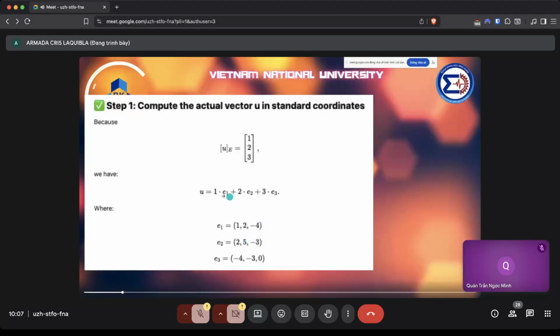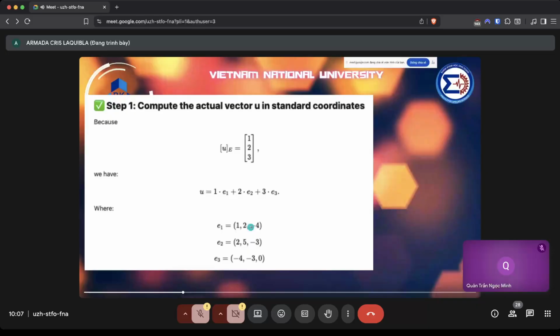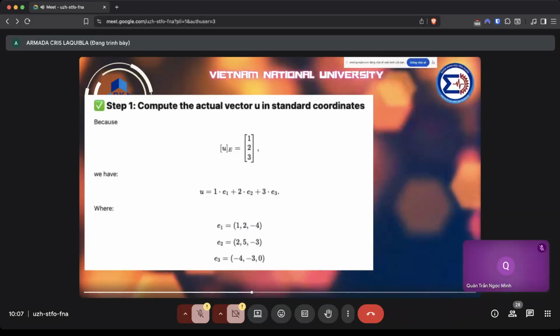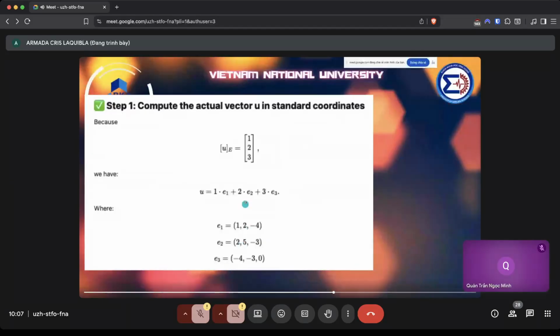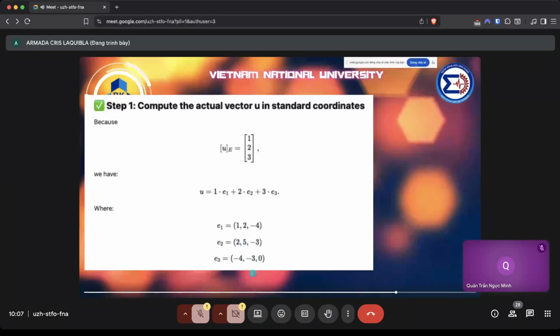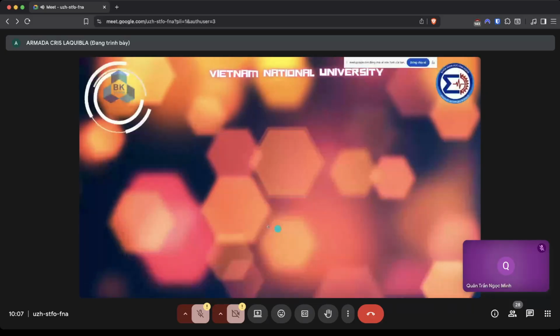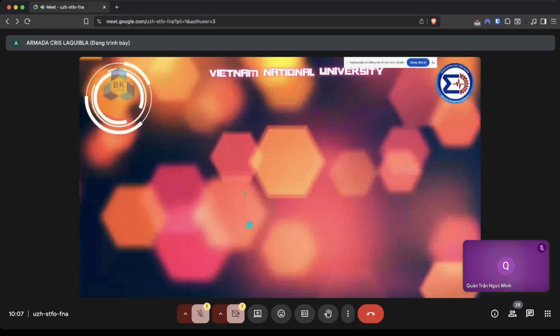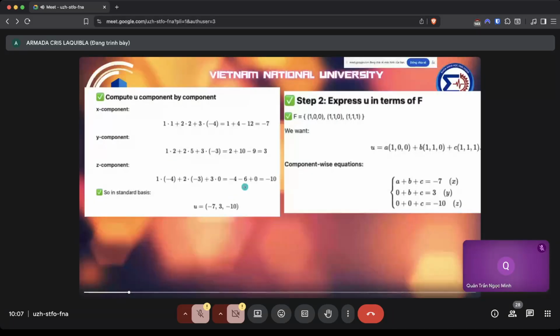So for the second term, we have 2 times 1 here, so 2, and then 2 times 5 plus 3 times negative 3. Okay, that's the second component. And you have this. Okay, we have 3 there. Now for the third component, just add them.